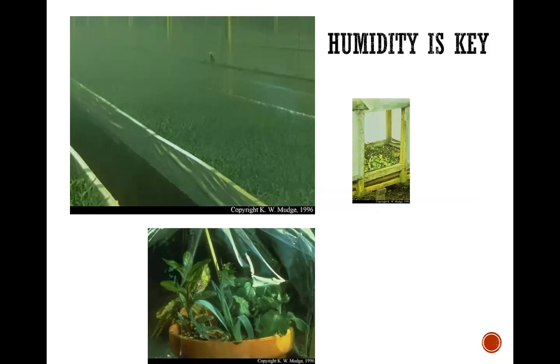But in general, humidity is really important, because think about it. The plant doesn't have roots right now. It needs to get moisture somehow. And having moist conditions means that the plant is less likely to lose moisture if it's in a moist environment.